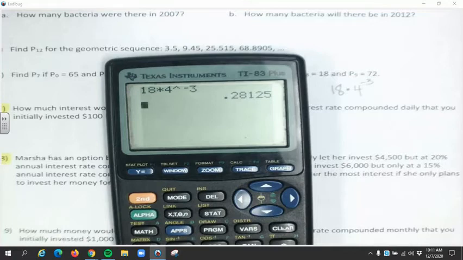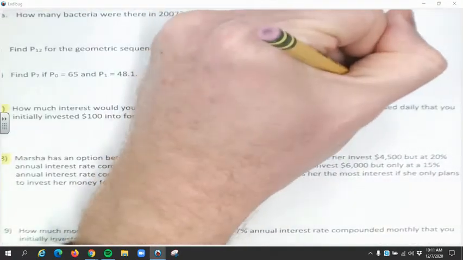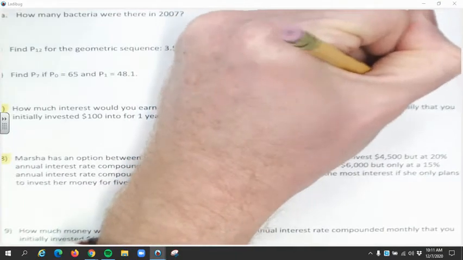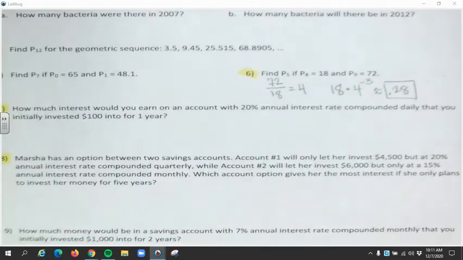So about 0.28. So I'll round that to about 0.28. Let's go to number 7. Number 7 gets the compound interest problems.